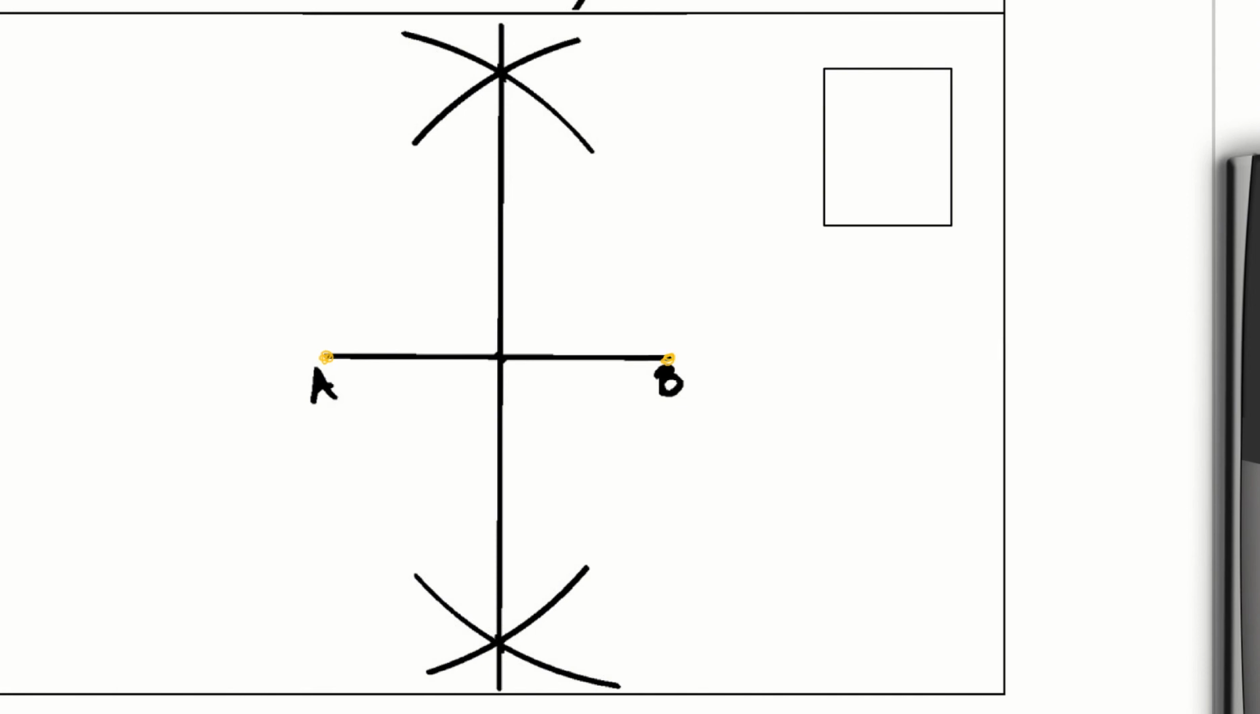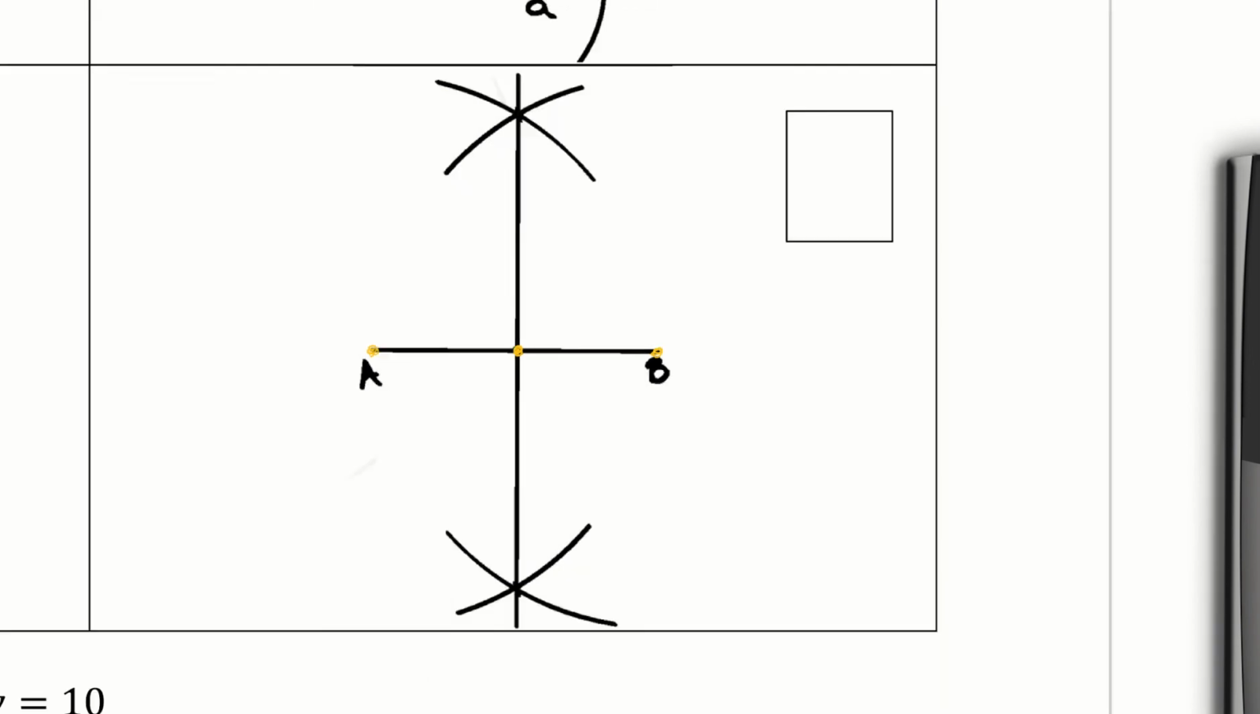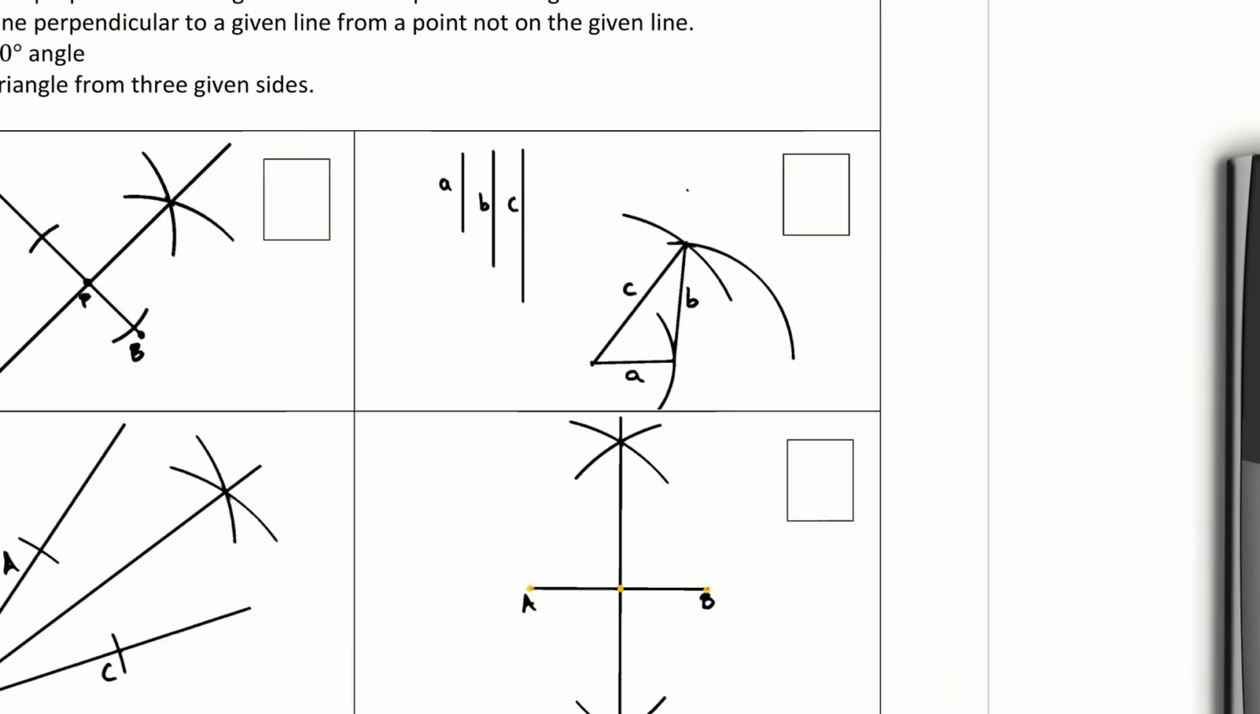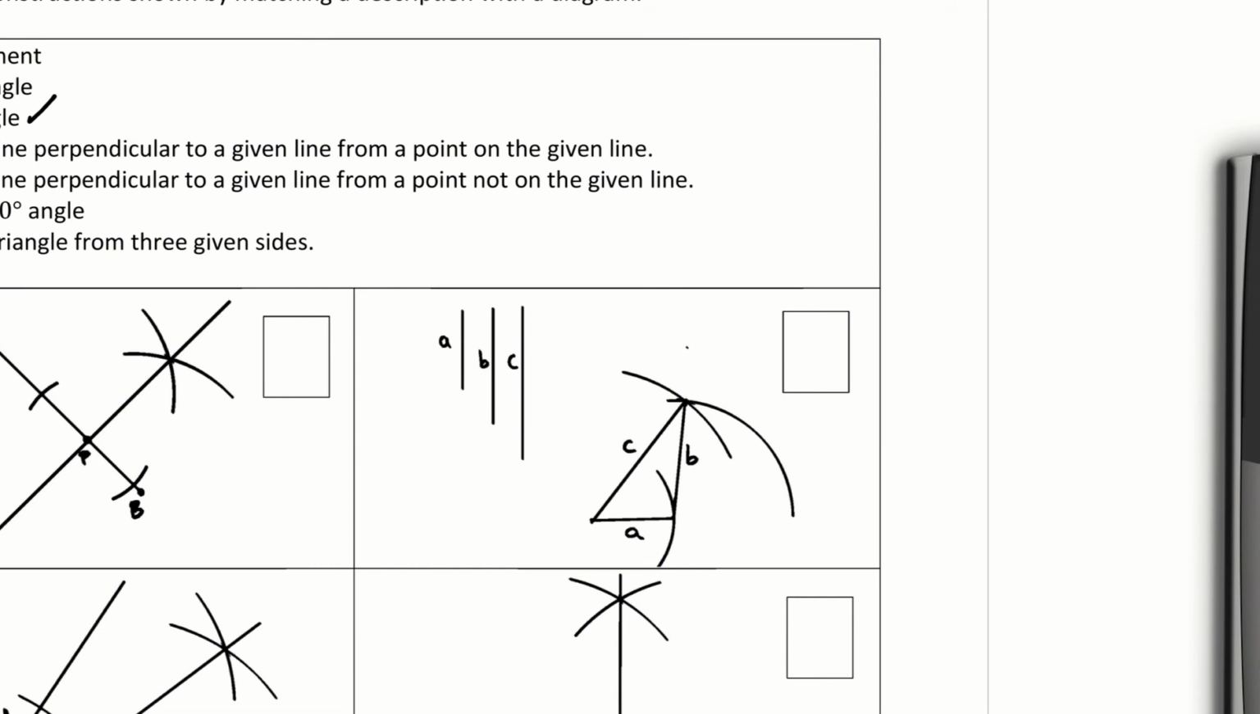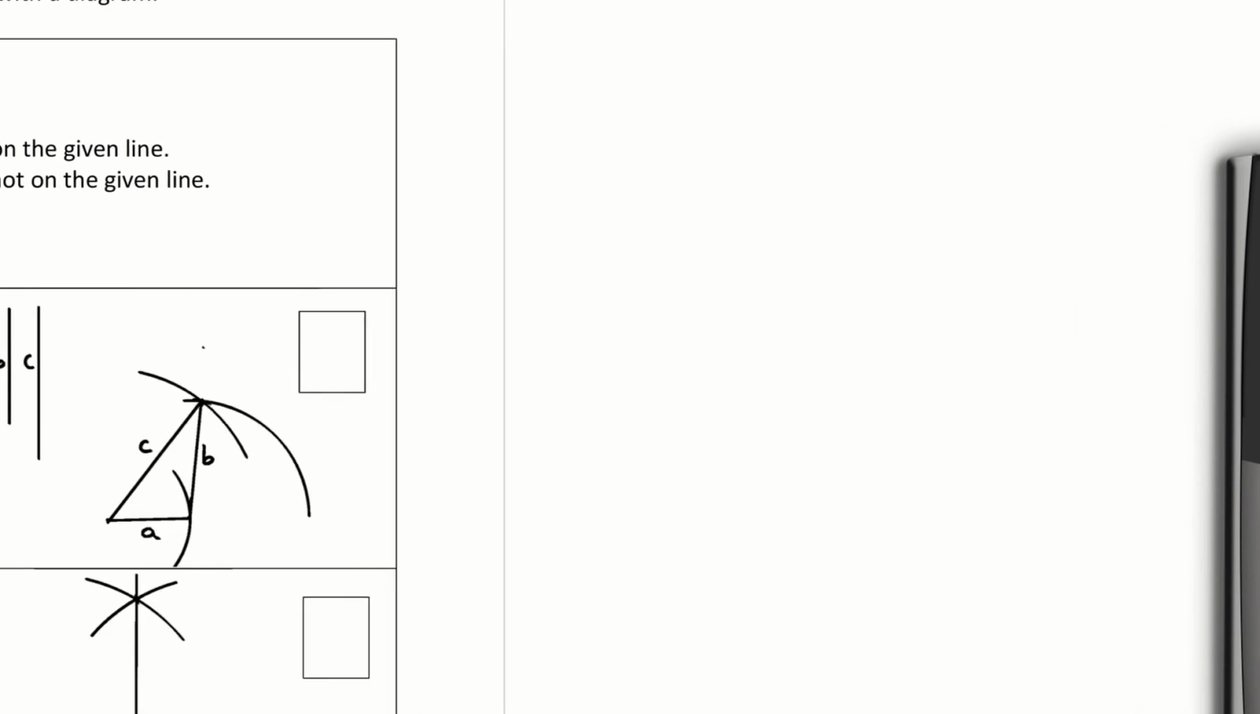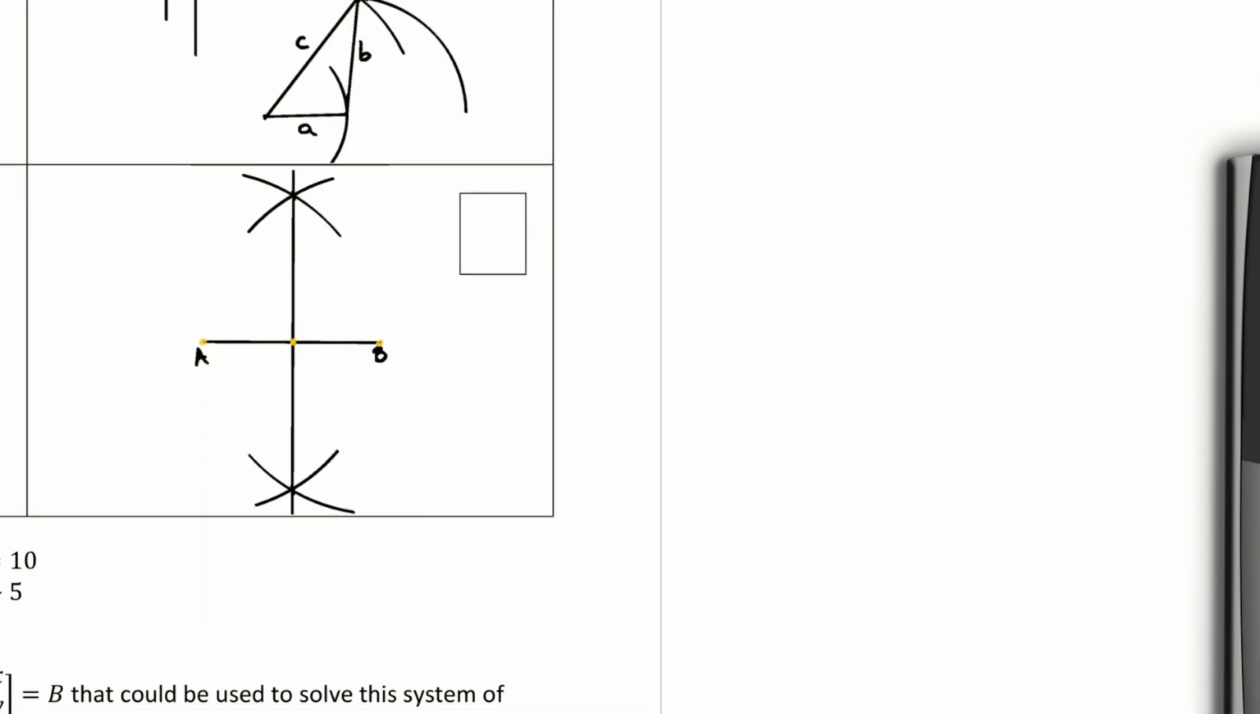But what I'm doing is I know this construction. I'm finding the point that divides segment AB into 2 congruent segments. So this is finding a segment bisector, and that is choice A. So I've got A down below here.